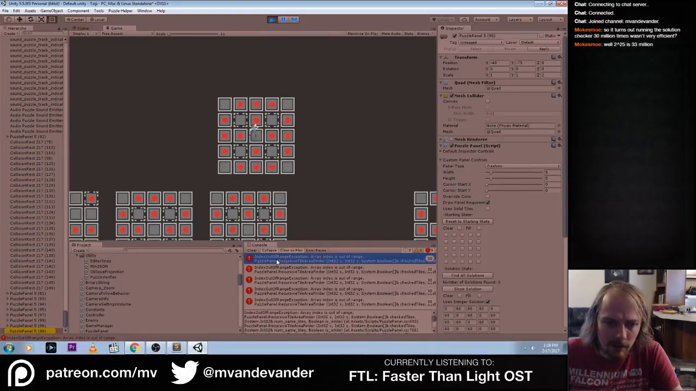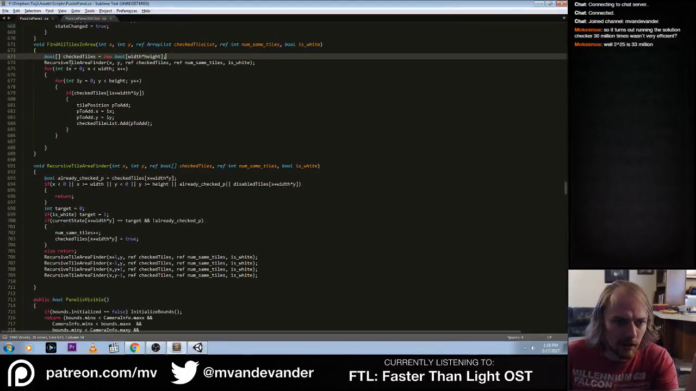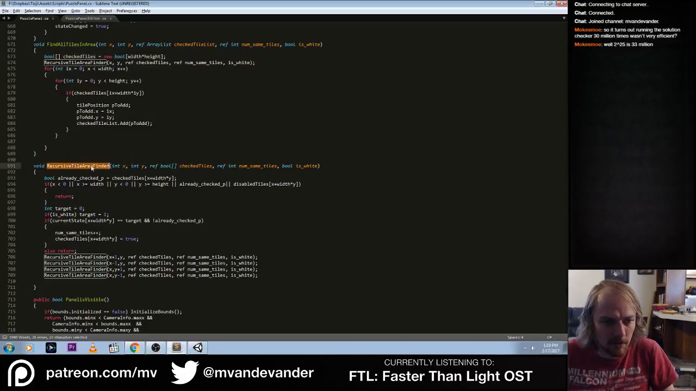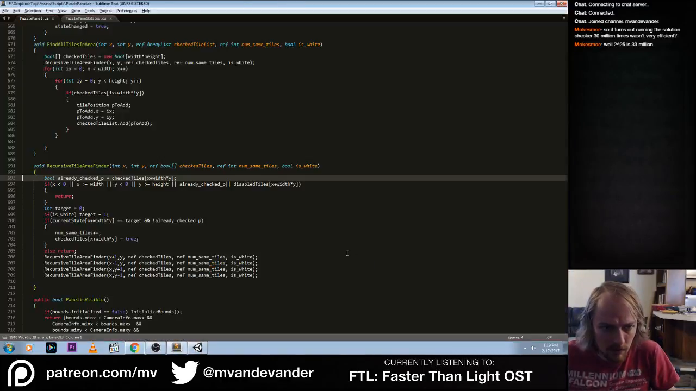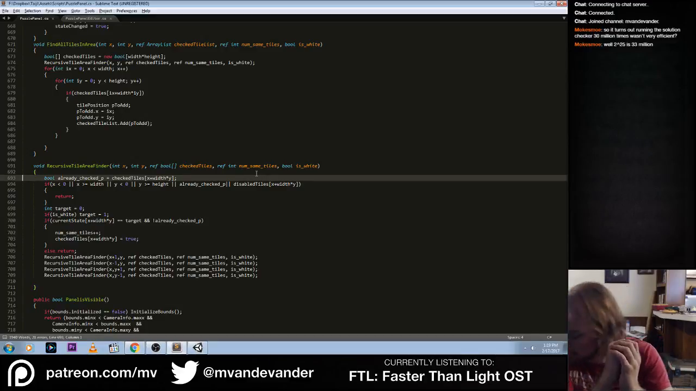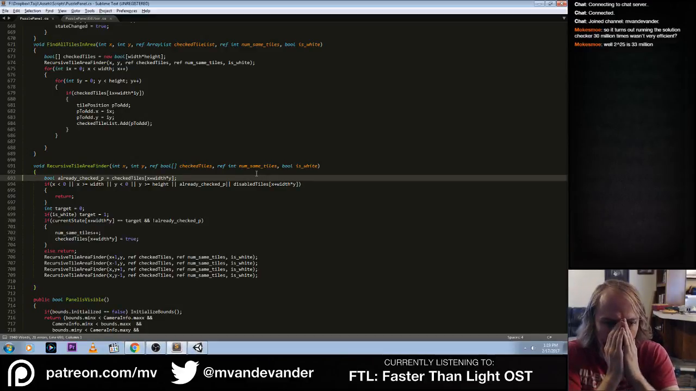Why is that out of range? I don't understand why that's out of range. I just newed it here. Then I just passed it in here, unless this is getting called from somewhere else. It shouldn't be getting called from anywhere else. So, why is it? Why is it out of range?